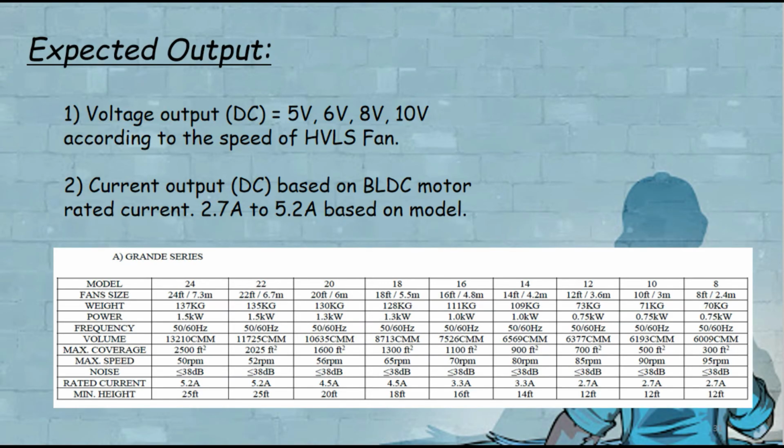So we go to the expected output that I want for this project. Number 1 is I want the voltage output of DC 5 volt, 6 volt, 8 volt and 10 volt to control the speed of the HVLS fan. And number 2 is the DC current output based on the BLDC motor rated current. The minimum current is 2.7 amp and the maximum current is 5.2 amp.